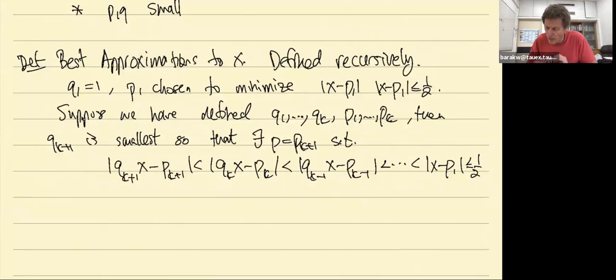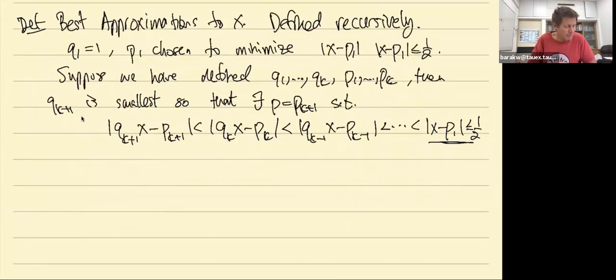And since this difference is less than a half, the P_i are determined once you know the Q_i, except that you might possibly have two choices in the case of the choice of P_1. Okay, so that's the definition. The P_i over Q_i are called the best approximations. You can think about this in the following way, as an interpretation on the circle.